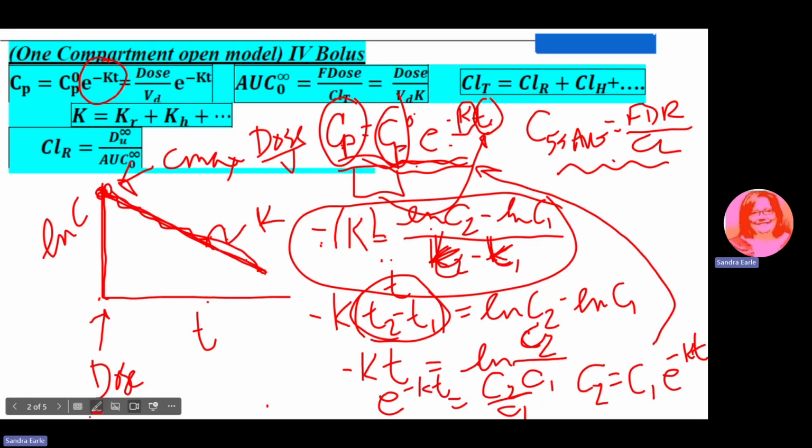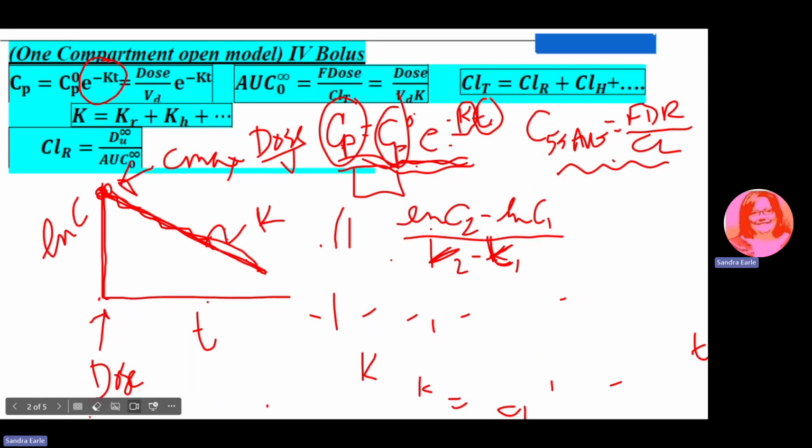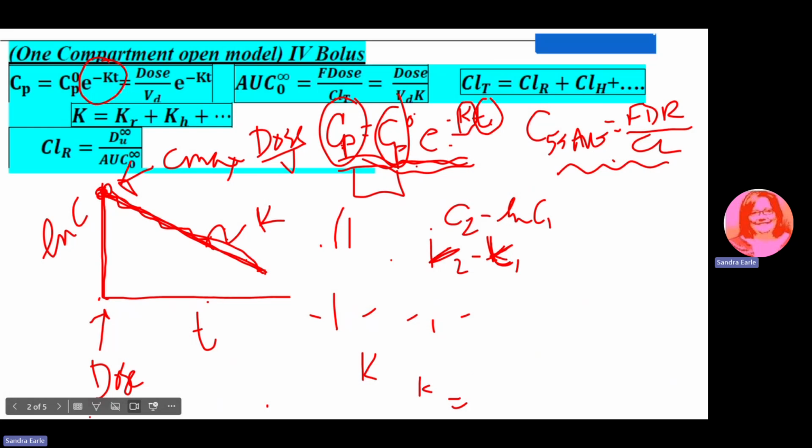I also want you to erase all of this. You don't have to know this. I just want you to realize that this equation is just a rearrangement of that slope equation. How about that erase? The eraser turned off. Eraser turned off again.